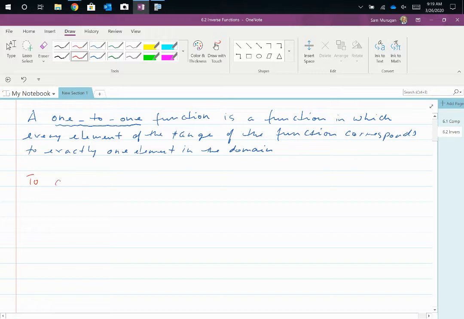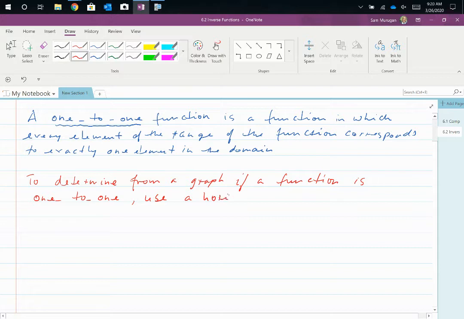To determine from a graph if a function is one to one, use a horizontal line test. Horizontal line test.